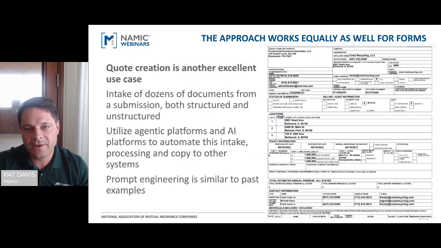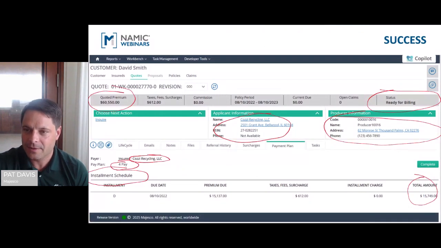So this is what we did for, and again, I said this approach works equally as well for forms. And the example still holds. It's intaking dozens of documents potentially from a submission, utilizing agentic platforms and AI to automate the intake and processing and generation of a quote. And the prompt engineering is very similar to what we talked about on the last 2 examples. And you can see this particular policy here, Cozy Recycling. We were able to automatically generate that revision. Again, we use some sample data here. This is not a real insured, and this is a test system. But we were able to automatically create the quote, figure out the installment plan and the total amounts due, based on the documents that were attached.